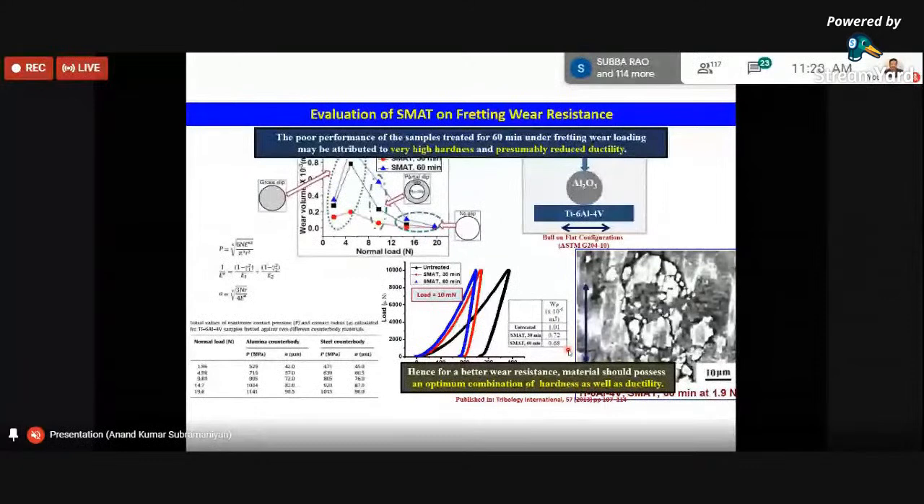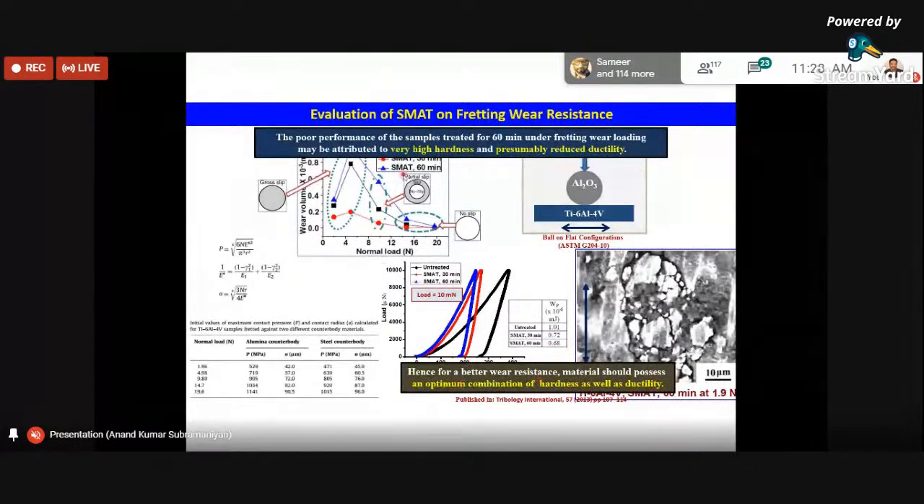So the takeaway is totally different from Archard's law. Archard's law says that the higher the hardness, the better the wear resistance. But in this particular scenario, we have seen poor wear performance in the case of 60 minutes. So what we are going to say is that for better wear resistance, there should be an optimum combination of both hardness as well as ductility. Thereby we can have better fretting wear resistance.